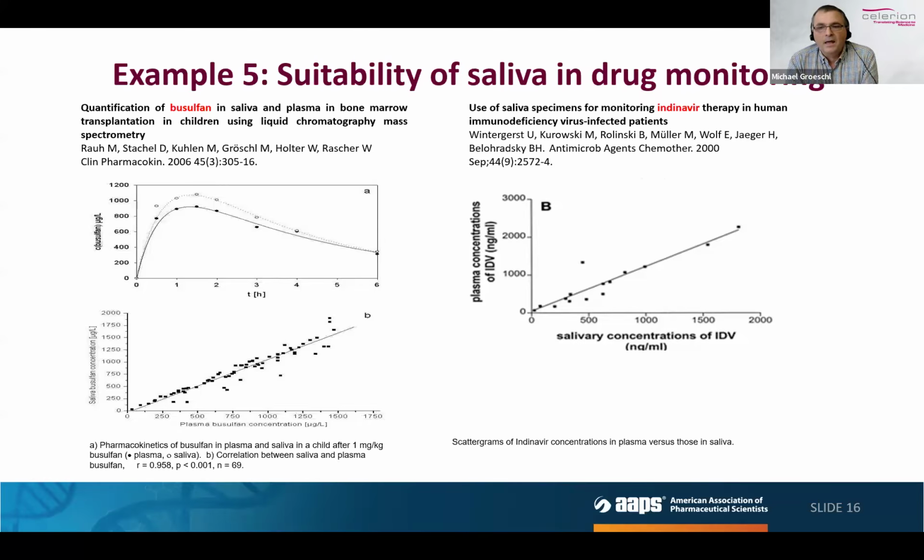Considering that these poor children are marked by the disease and weakened by the cytostatic therapy, at least replacing blood sampling with a much gentler saliva collection seems to be a small relief to them. On the right, we see the correlation of indinavir, a protease inhibitor used in HIV infections, in plasma versus saliva, in matched samples. Despite the significantly lower saliva concentrations, there is, same as in the busulfan, a high correlation between the two matrices. So this indicates that saliva can be taken as an alternative to blood collection.